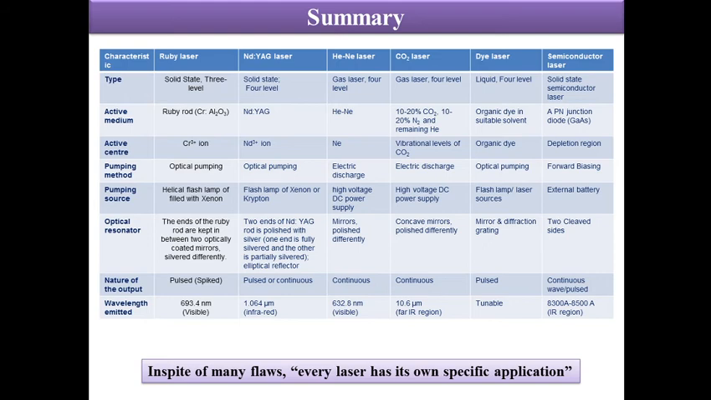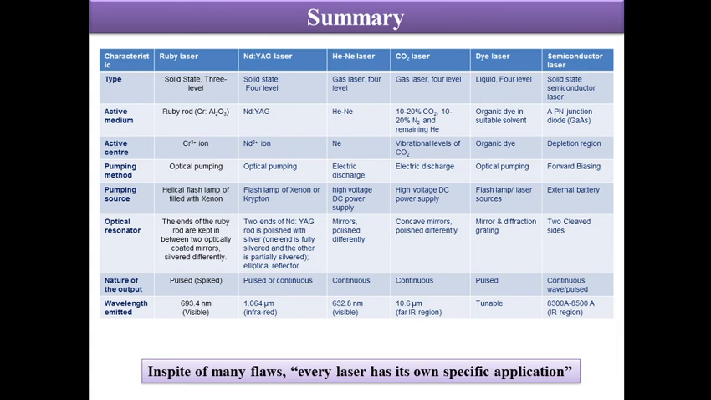And the nature of output is, in case of ruby laser, we have pulsed output, in case of Nd:YAG generally pulsed, in case of CO2 and helium neon laser we have continuous output, in case of dye laser we have pulsed output, in case of semiconductor laser we have both pulsed or continuous. And the wavelength emitted is 693.4 nanometer, which is in the visible region, for ruby laser. Then we have 1.064 micron, which falls in the IR region, for Nd:YAG laser.